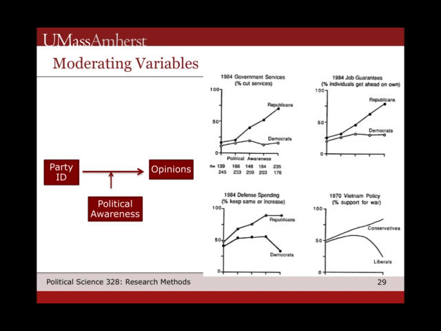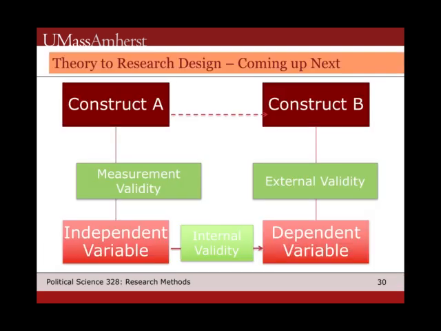Anytime you see one group of people acting different than another group of people, it means the variable that's causing the groups, whether it be political awareness or age or something else, is in essence changing the way this initial variable, in this case party ID, affects the outcome opinion.